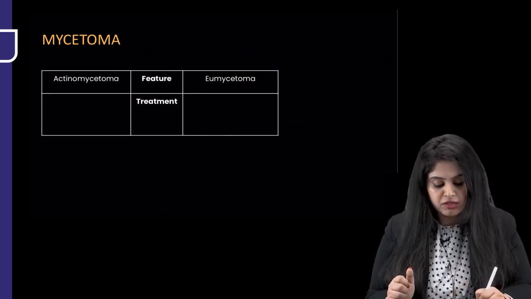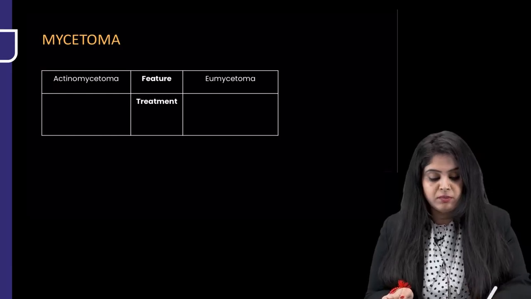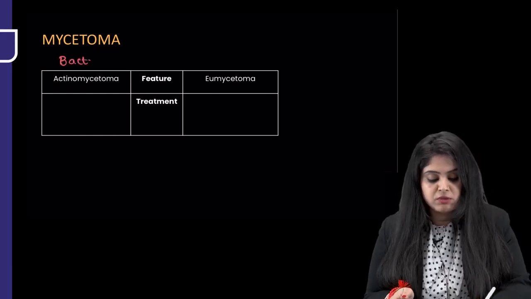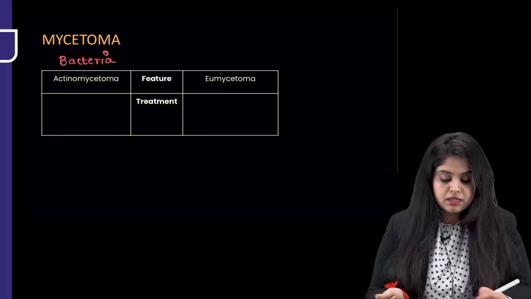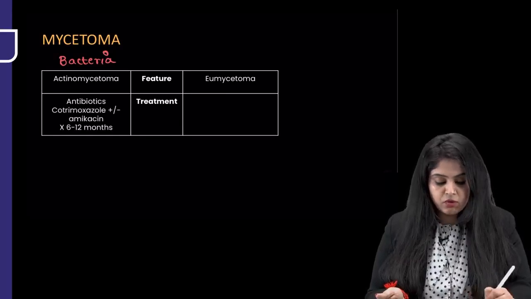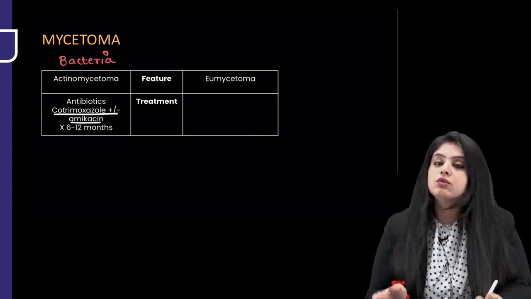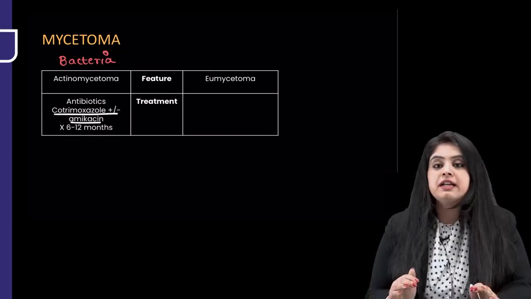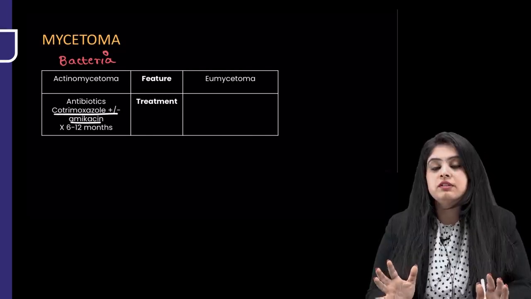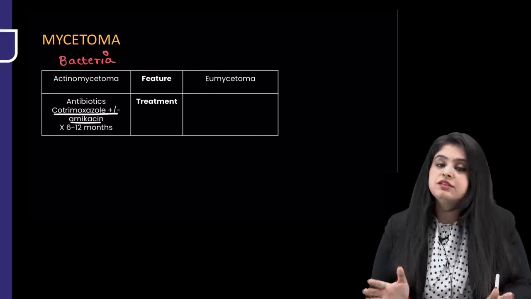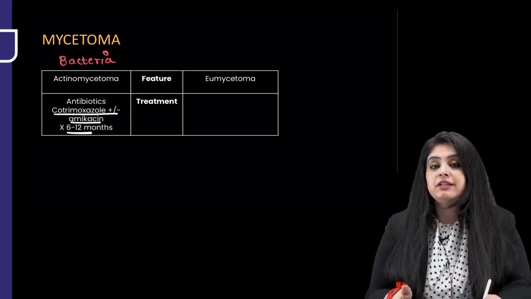Finally, if I ask you about the treatment, it's common sense, guys. When I'm talking about the treatment of actinomycetoma, as I told you, it's a bacteria. So when I'm talking about a bacteria, I'll be giving antibiotics. That's the best treatment. So what antibiotics am I going to be giving? Cotrimoxazole with or without amikacin. Cotrimoxazole is something you'll find written as a drug of choice everywhere, but some of the authors and clinicians believe that amikacin should be clubbed with it, and that is going to go on for quite a long time, at least 6 months.